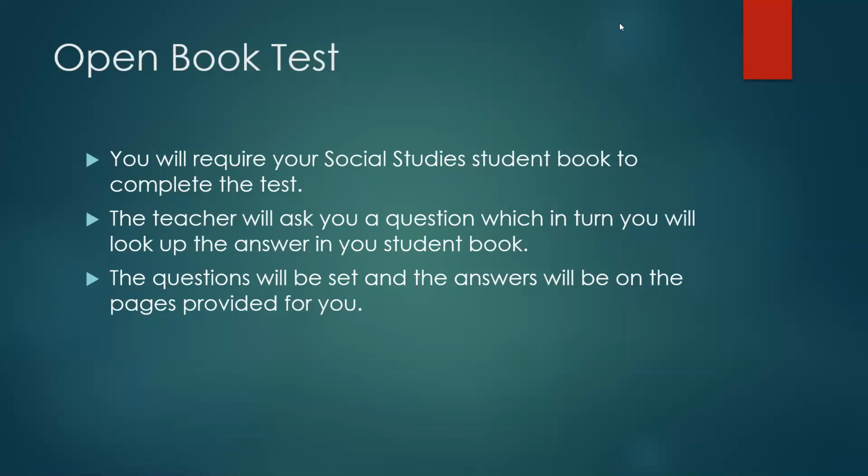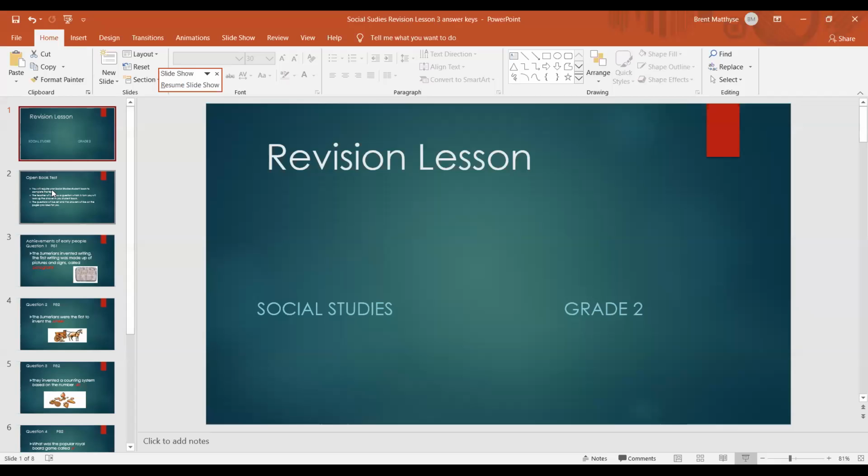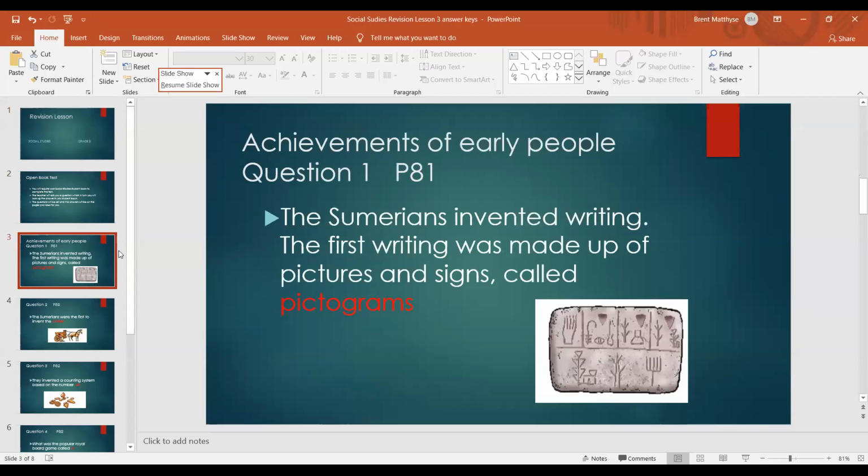So this would then mean I'm going to run through the questions for us first, and then I will be going through the answer keys. Our first question will be question 1. We will find it on page 81. We will read together and find the answers there.